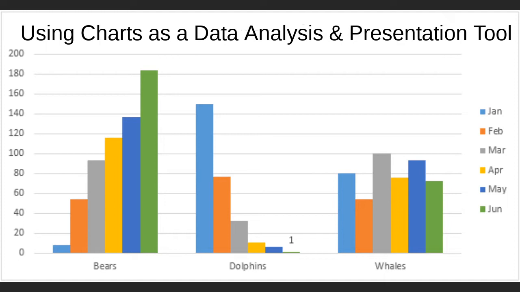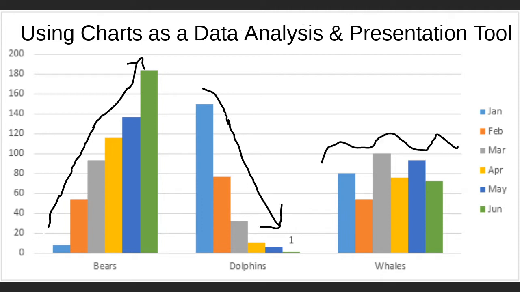If you see the chart I have on screen right now, this is some sort of wildlife population across 6 months of time. If you watch the chart, it's easy for us to understand that the population of bears has grown over the 6 months, whereas the population of dolphins has gone down, whereas the population of whales keeps fluctuating.